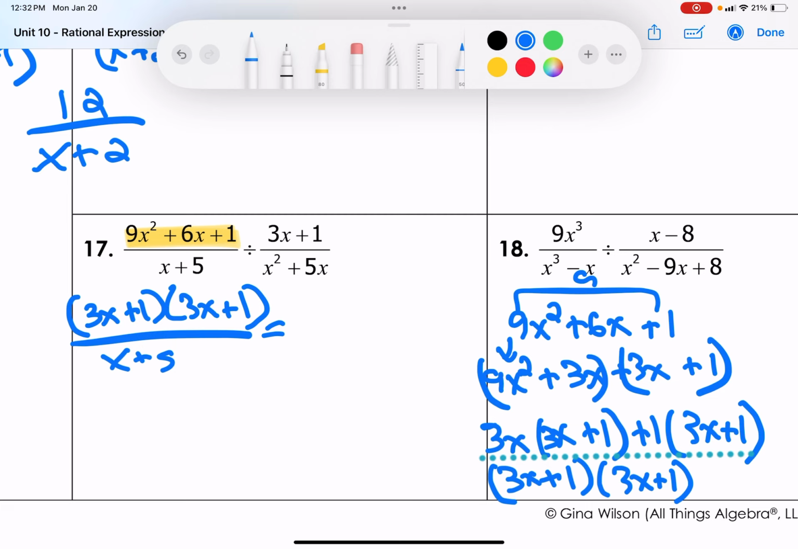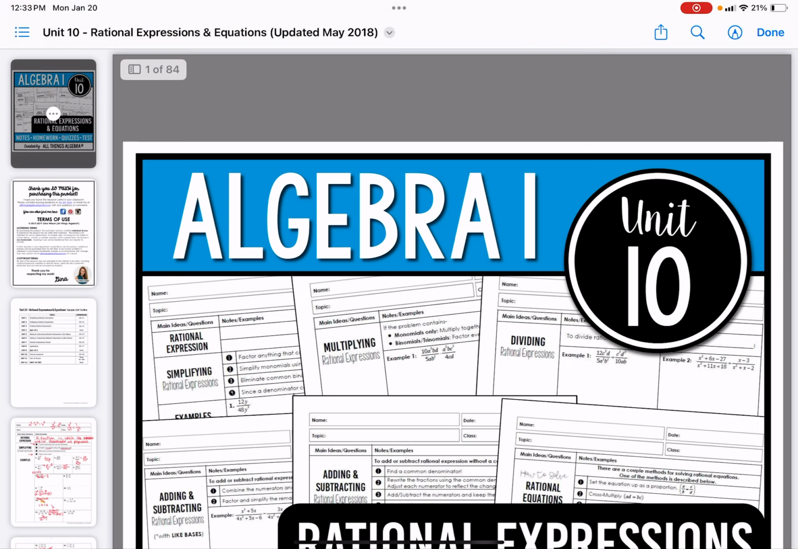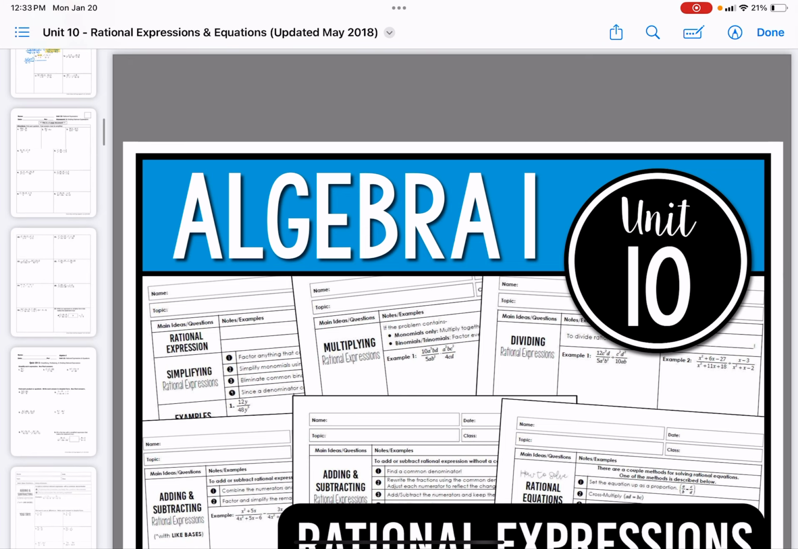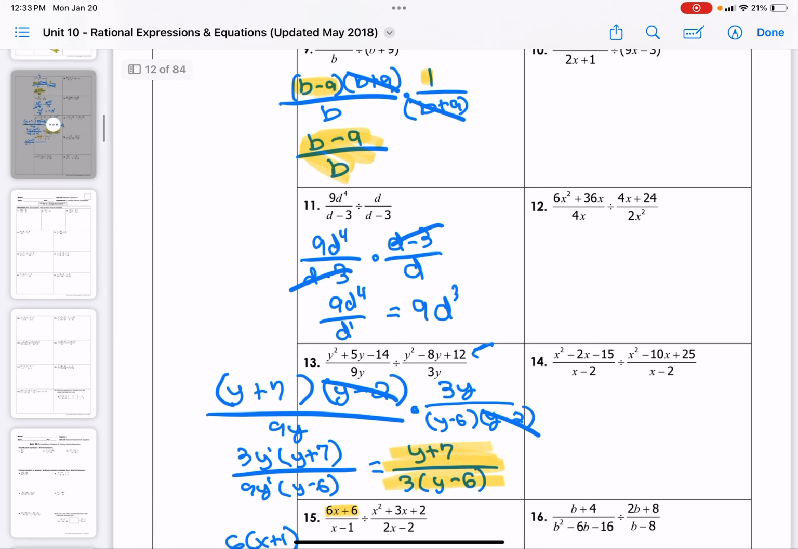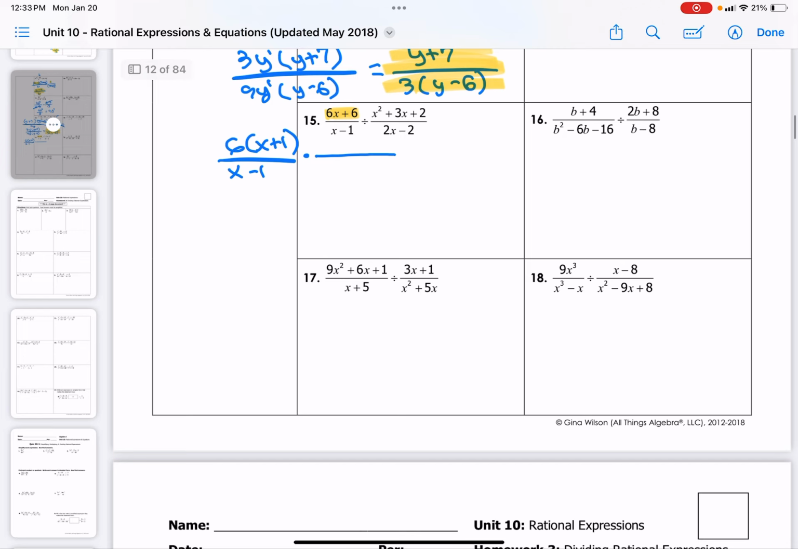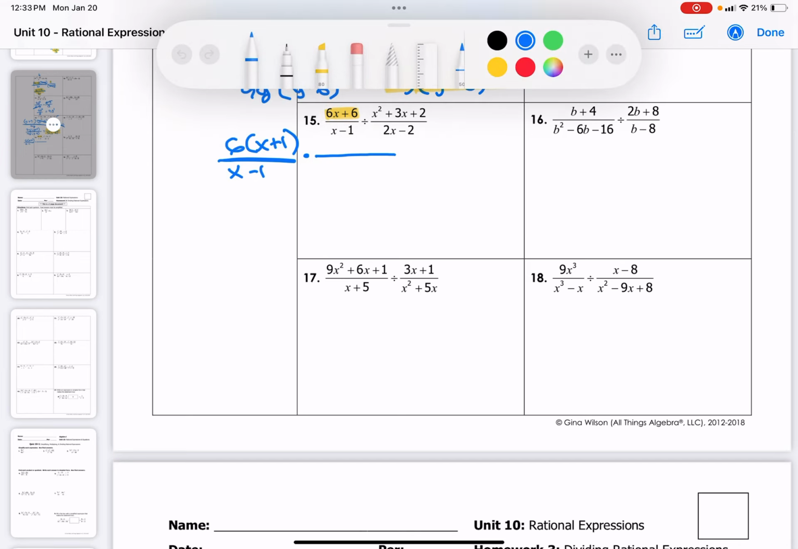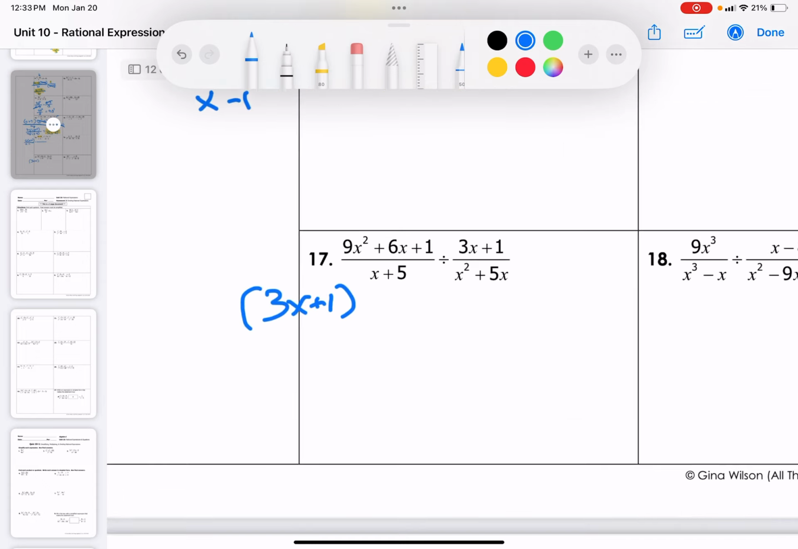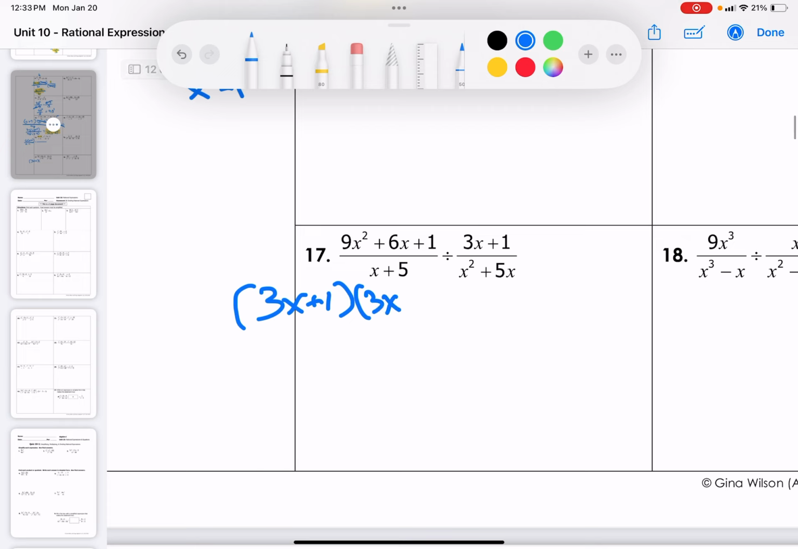Now I got to flip this side, right? I'm going to factor out this part right here. So what could I factor out from here? So that wasn't an equal sign. Oh no. Please don't tell me I already solved that. Oh, it did. That's okay. I have it right here. So I have a 3x plus 1. 3x plus 1 times 3x plus 1 over x plus 5.